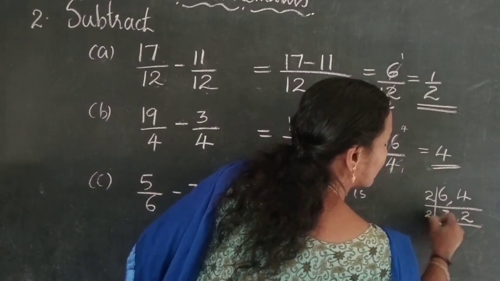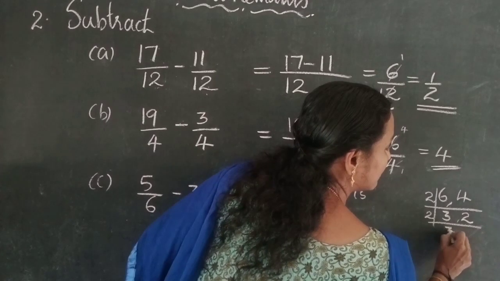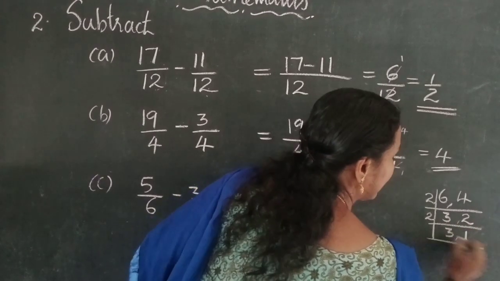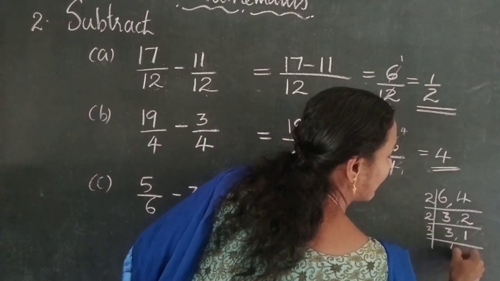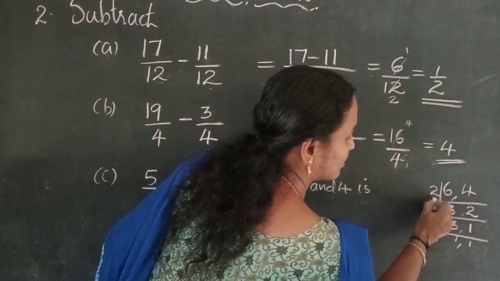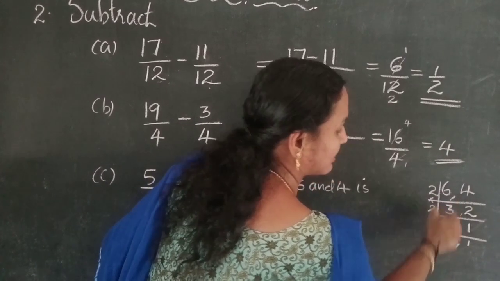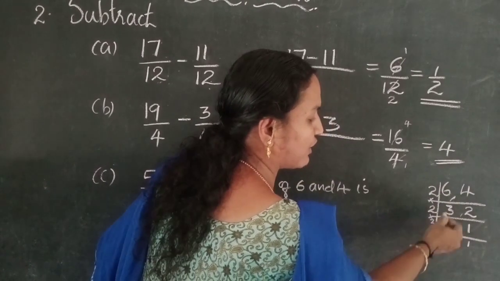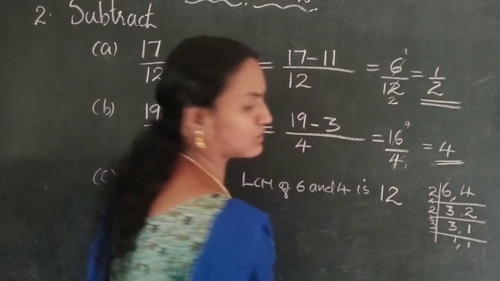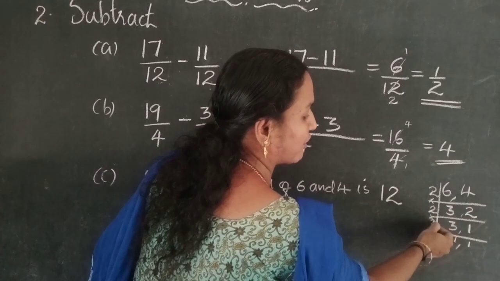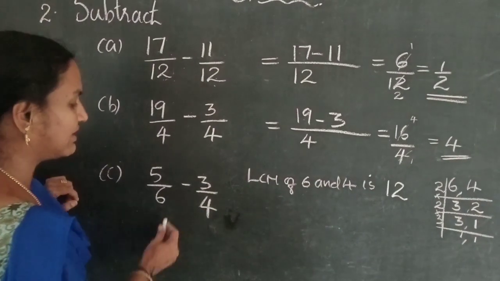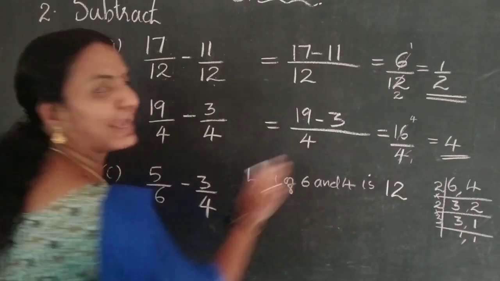Again 2. Here 3 is not divisible by 2. So write 3, and 2 gives 1. Again 3. 1 3 is 3 and 1. So multiplying the numbers, 2 into 2 into 3. 2 into 2 is 4. 4 into 3 is 12. So the LCM is 12.